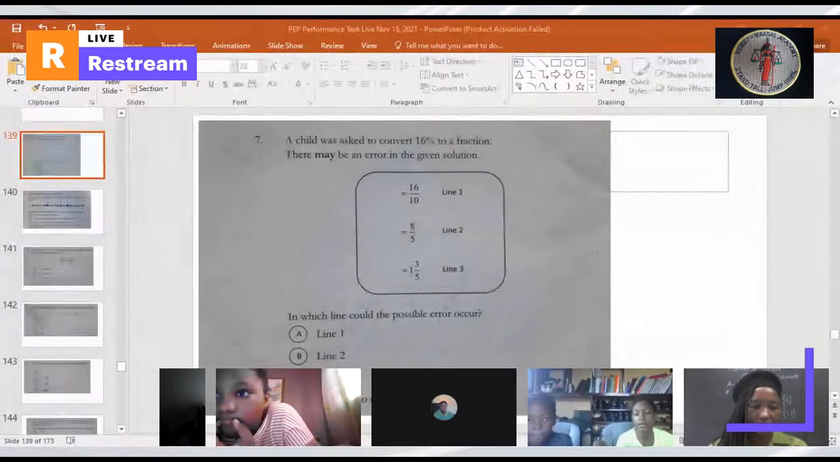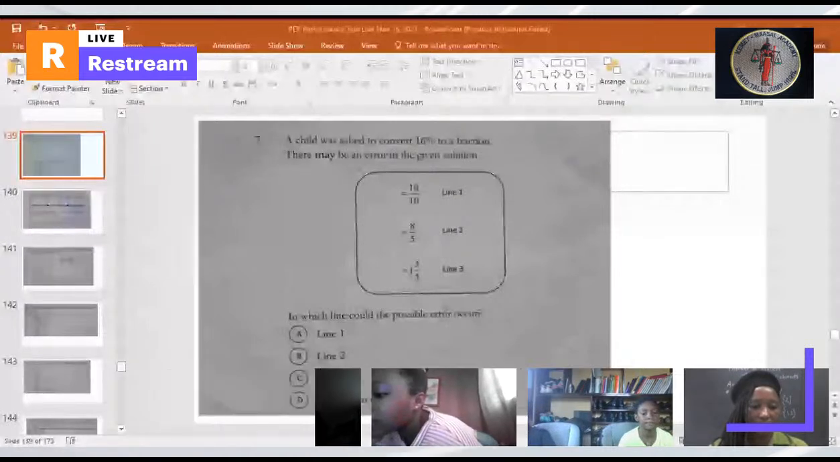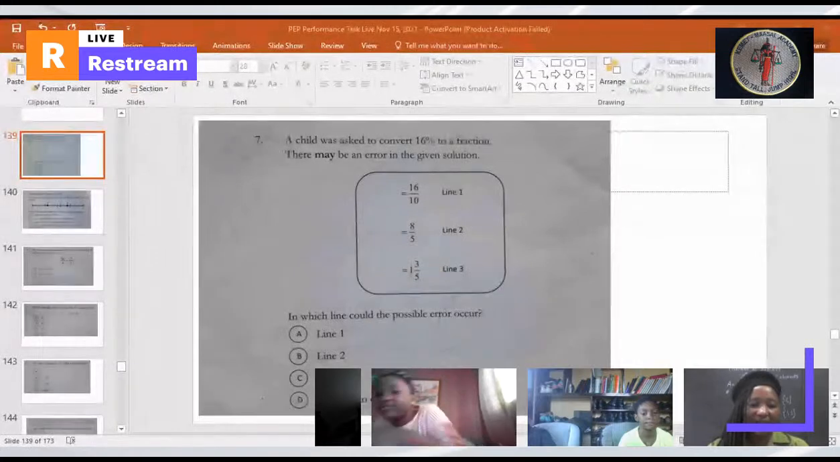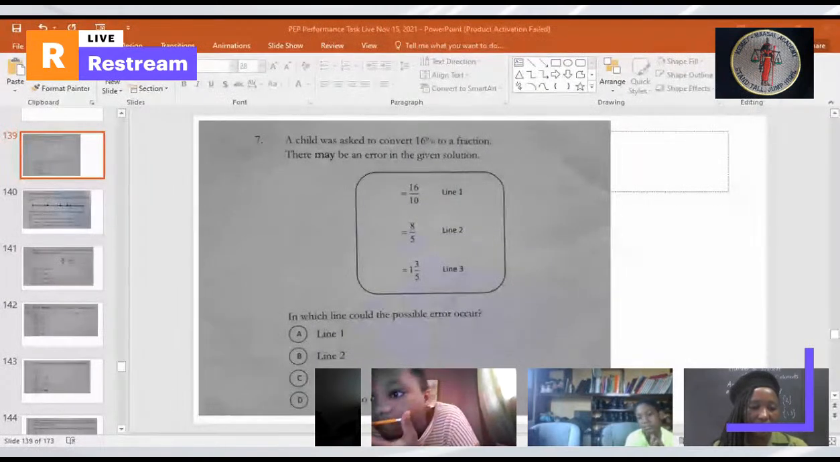A child was asked to convert 16% to a fraction. There may be an error in this given solution. Line 1: 16/10. Line 2: 8/5. Line 3: 1 and 3/5. All right, Amari. So where did the student go wrong? Where did he make an error?